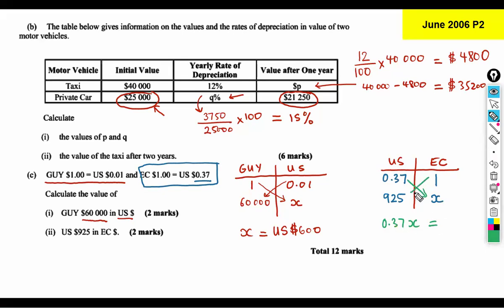0.37x, and anything by 1 is itself. 0.37 is a multiply, throw it across, you get a divide. 925 divided by 0.37. I want to get full marks, it's EC dollars, so I have to put the dollar sign here and put 2,500. Lots of correct answers, right? So that's good news.